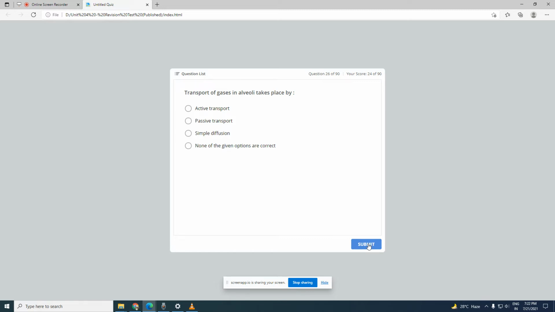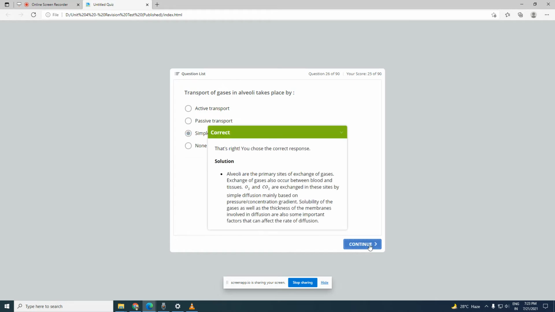Sometimes the options like none of the given options are right can be the right one, but I don't know. I'm not going to give you any clue. It's a test. So which is the right one? Option A, B, C, D. So the right answer is option C. It is the simple diffusion. It is the right answer.